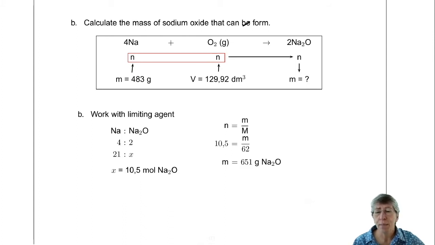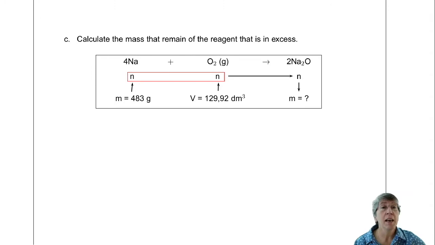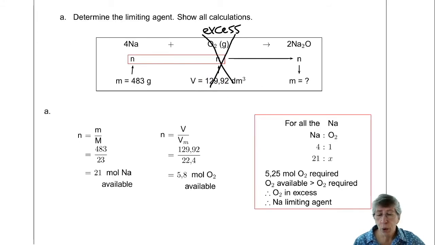Right, moving on to number C. In number C, they ask us to calculate the mass that remains of the one that is in excess, and that was the oxygen. In part A, we worked out how much oxygen was available, 5,8, and we also worked out that for all the sodium, 5,25 moles of oxygen will be required. So that's how many is going to react.